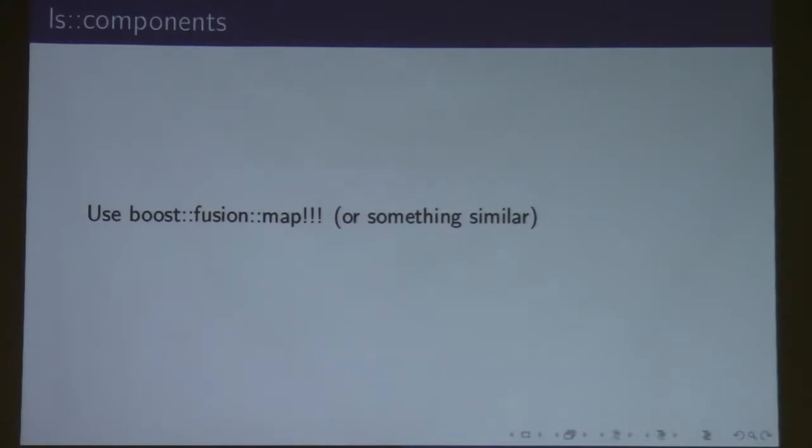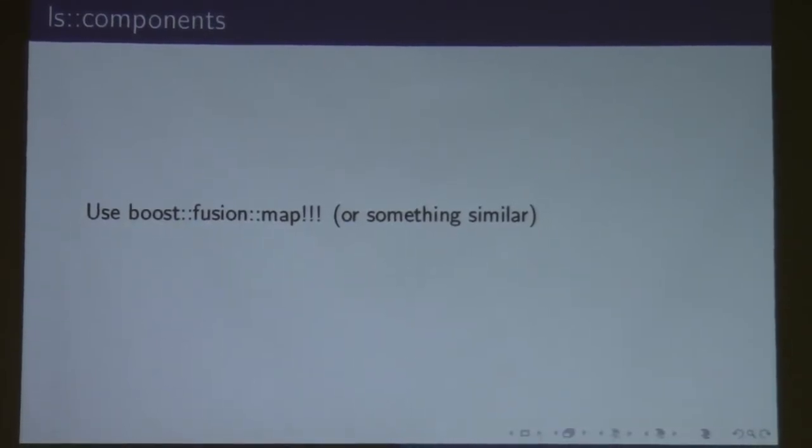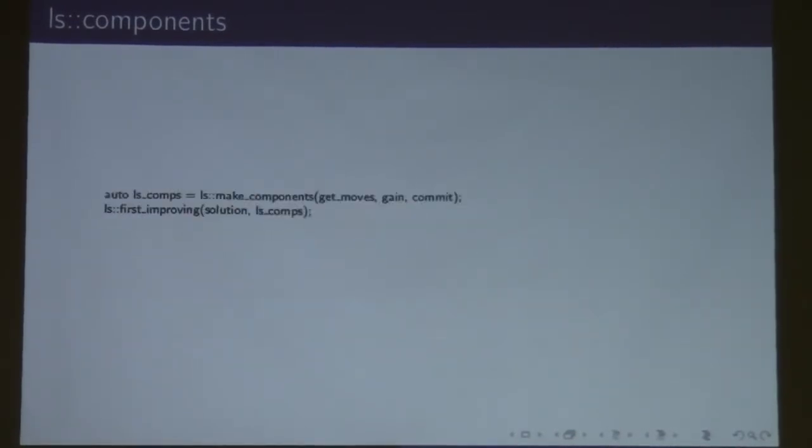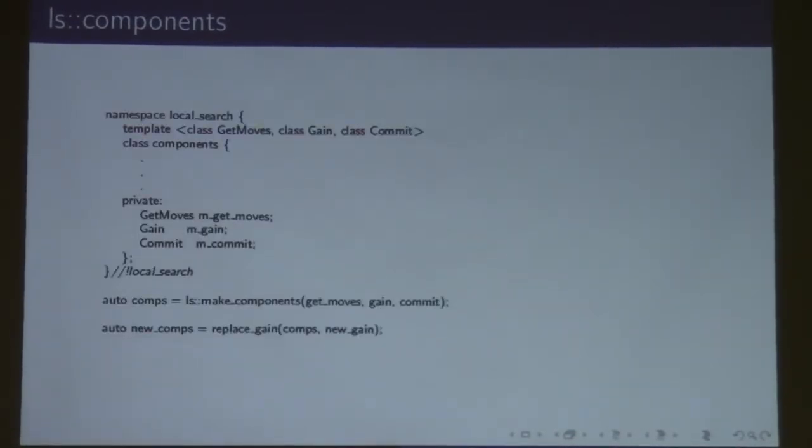We're supposed to just use some kind of generic solution. For example, use something like Boost Fusion Map to just keep them together. How many people know this Boost Fusion? Essentially, what we've done is almost the same, but with a nicer interface that just works well in our use cases. And as I said, this class over here is essentially a tuple.